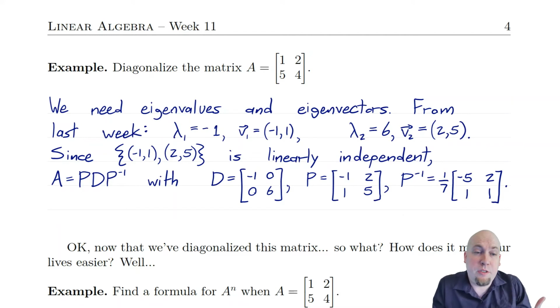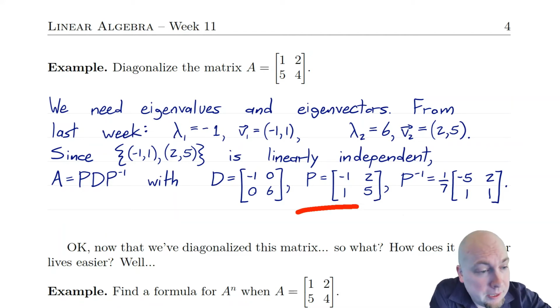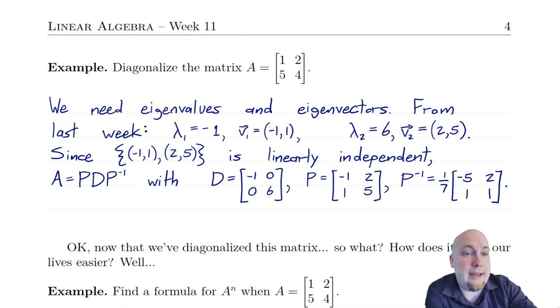Okay, and if you want to do a sanity check here, if you want to really double check that this is a diagonalization, just multiply these guys out. Compute P times D times P inverse, and you'll see that you really do get A back again. Okay, so this really is a diagonalization.